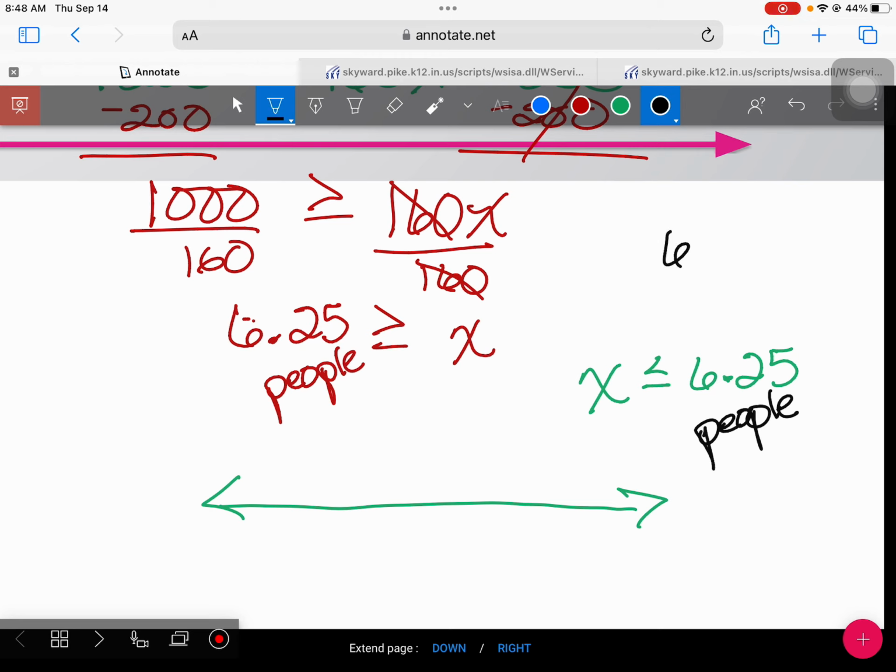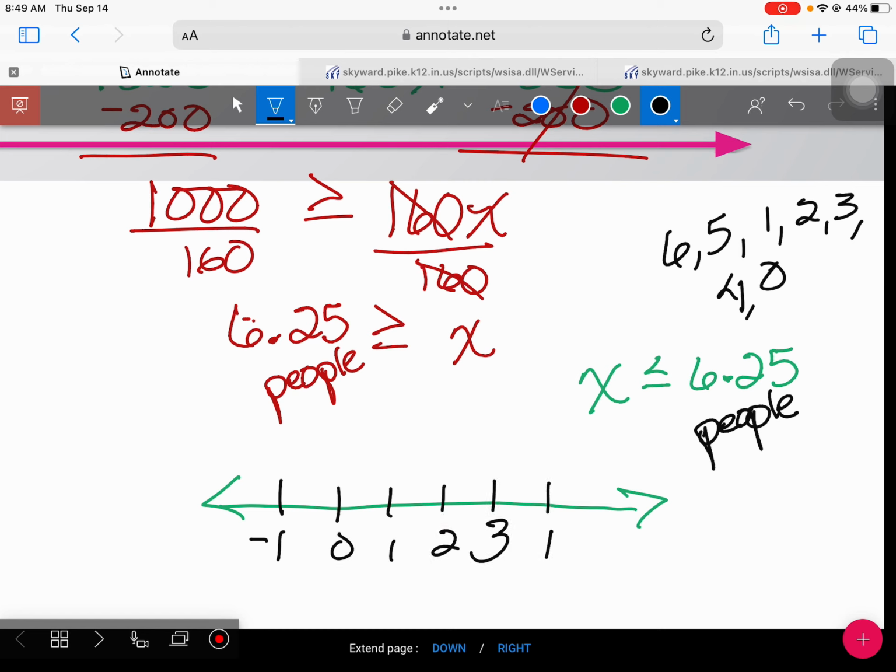6 would work. Just 6. 6 too close to 6. What other numbers would work? 5. No. 5 would work. 5 is less than that. What else? 4. Anything else? And 0. So I'm going to put -1, 0, 1, 2, 3, 4, 5, 6. Okay, I'm even going to put 7 on there.